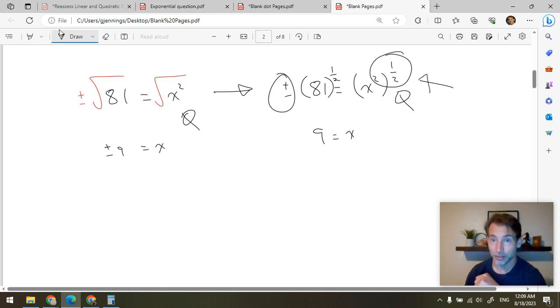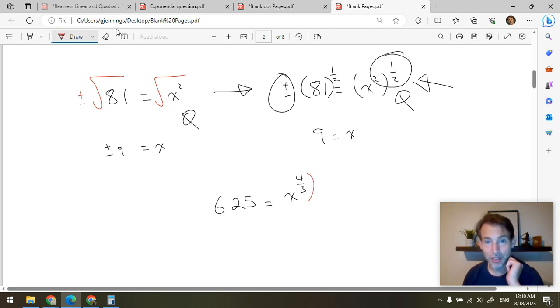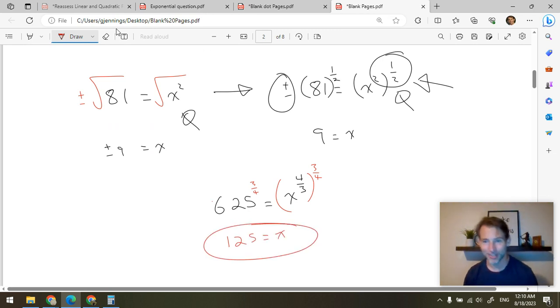This method is nicer because it expands out to other things. Like, let's say I have 625 is equal to x to the 4/3. Okay, and I want to know what x is. Well, we would, again, raise both sides to the 3/4. And when we raise 625 to the 3/4, you find that 125 is equal to x. Check your calculator if you don't trust me.